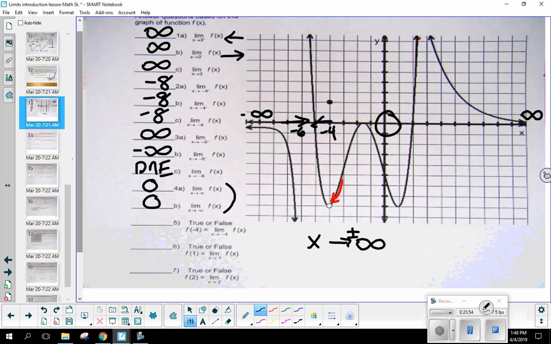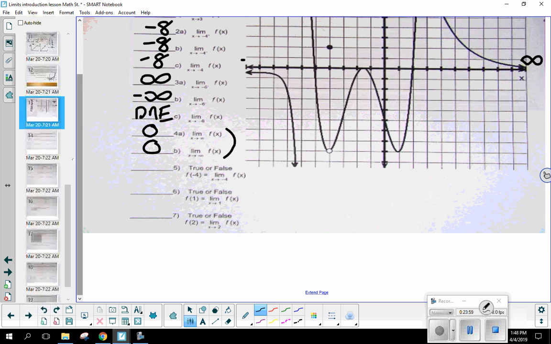Okay. All right, well, let's take a look at these last ones right here. Number 5, true or false? F of -4 equals the limit as x approaches -4. Okay, well, let's see. We actually talked about this a second ago. What would I get if I plug -4 in the function? I would get 2. Okay, and what do we say the limit as x approaches -4 is? -8. So does 2 equal -8? False. That is false. Okay.